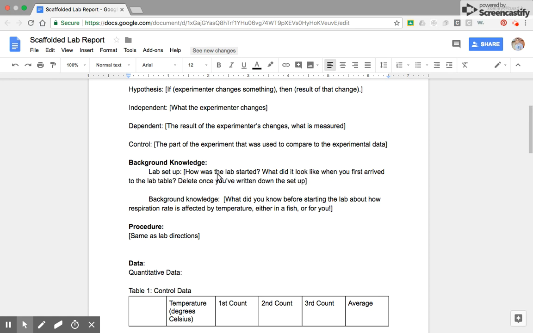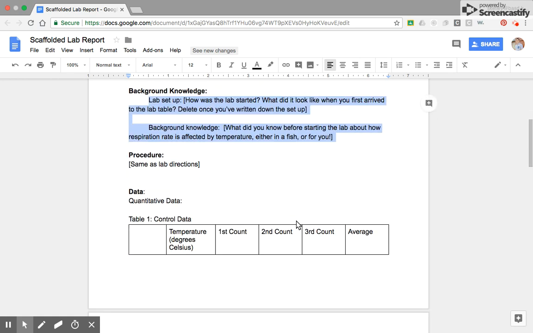What did you know going in? So when it comes to the fish respiration lab that we do as our first lab in class, what did you already know about respiration rate and temperature? You might want to think about that for yourself. So background knowledge, lab setup. And once you have those two complete, you can delete all this. It's kind of like a little paragraph that you're going to include there.